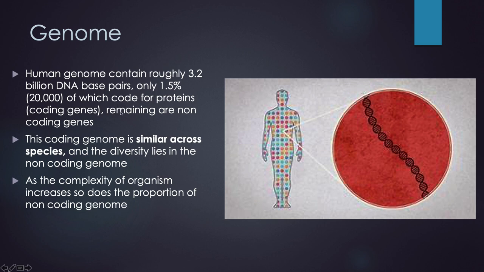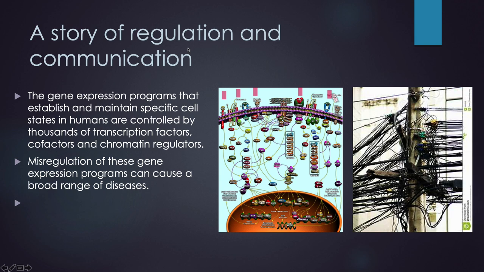And I'll show you pictures of what coding genes are in a moment. And the remaining, the other 3.1 billion, are basically non-coding genes, and we call these dark matter. So a very small sliver of your genome is actually used to make proteins. And if I go back to this picture, that's what this is here, right? Making proteins. Okay.